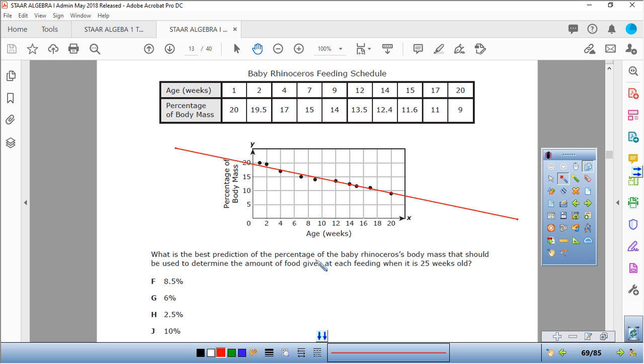But the best prediction of percentage of a baby rhinoceros's body mass at 25 weeks: 20, and see what this is, 2, 4, 6, get my 2s. 22, 24, and this is 26, so 20, this is this, maybe the same, right? So 26 is maybe around there. Maybe, so 25 is around here. Okay, I'll tell you this much. It's not that one. It's not 10. Whoa, good Lord. I'm going to do a straight line to that one.